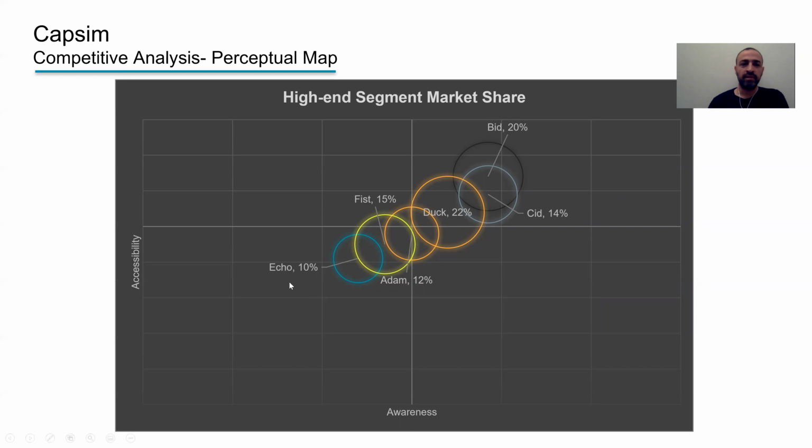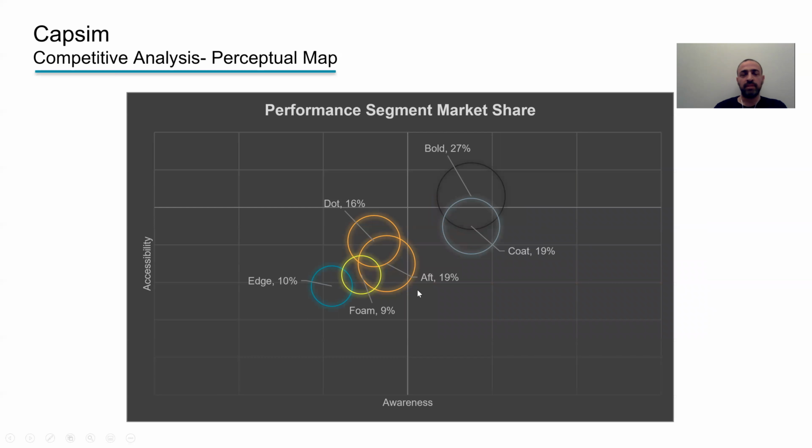But again, we will take the chance for Echo, Adam, and Feast that are not part of this segment. But the game is different here. In performance, 4 brands are not doing well.